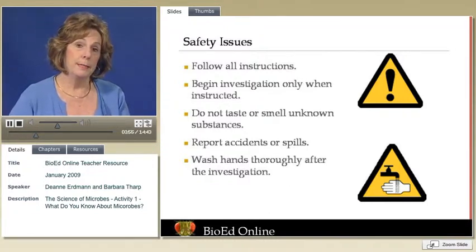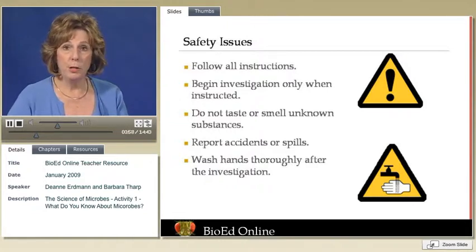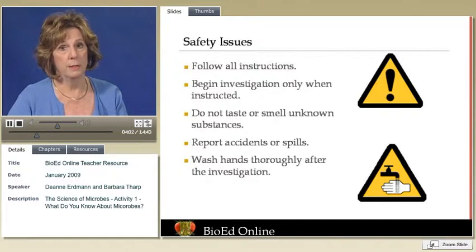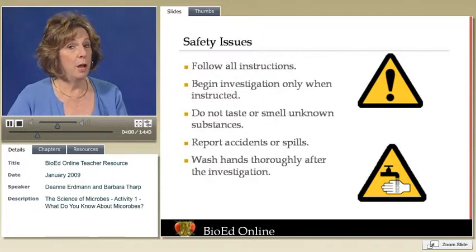And these are just some good standard safety rules. I would always check with your district and with your school and follow those instructions. But definitely the first one, follow all instructions, is very important. Begin the investigation only when instructed.